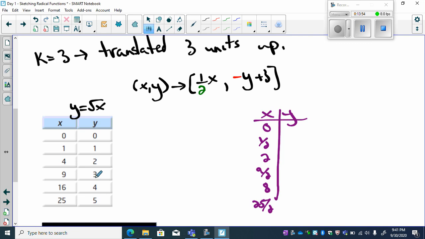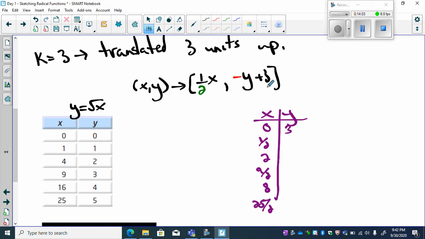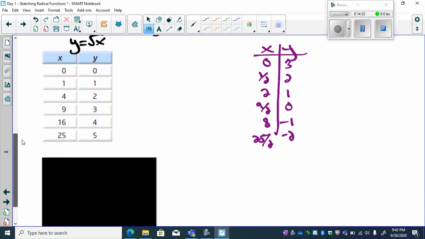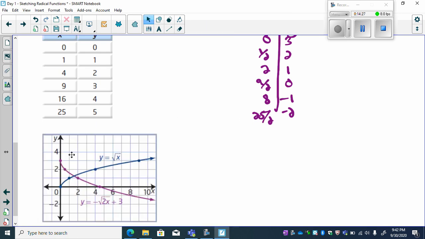Then my y values, these 0, 1, 2, 3, 4, 5, I'm going to multiply them by -1 and add 3. The first one would give me a 3. 1 times -1 is -1 plus 3 is 2. -2 plus 3 is 1. -3 plus 3 would be 0. -4 plus 3 would be -1. -5 plus 3 would be -2. And when I uncover this, we should see those points plotted.